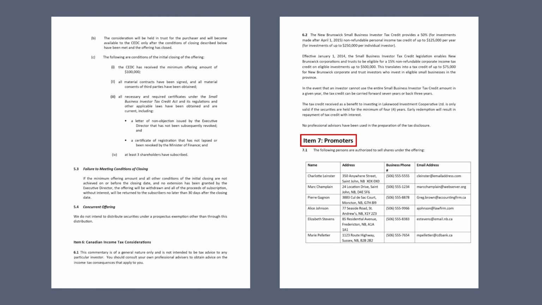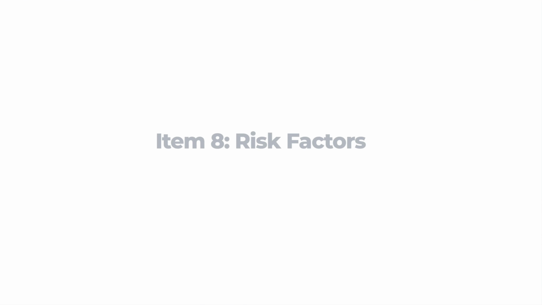Under Item 7, all persons authorized to sell the securities of the CEDC should be listed, with contact information. The promoters listed here should be consistent with all promoters listed in Item 3.